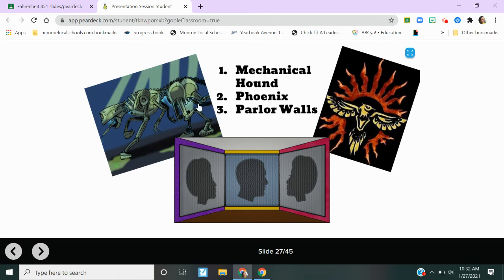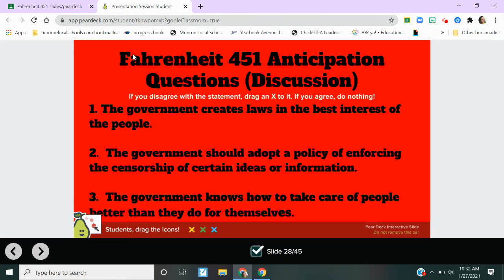So that's the mechanical hound. Now, the mechanical hound is not a real living, breathing thing. It has to be programmed. So keep that in mind. When it reacts to somebody, it has been programmed to do so. It can't think for itself. So that's something that you need to remember as we read the book.